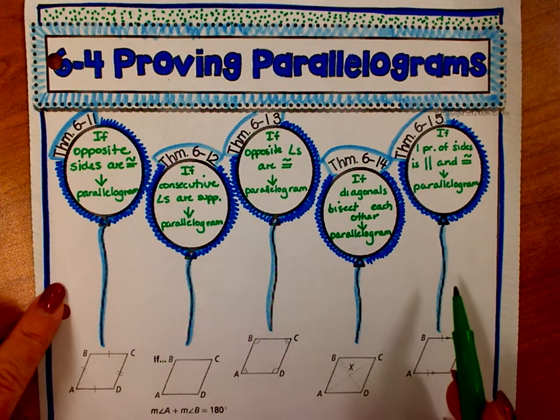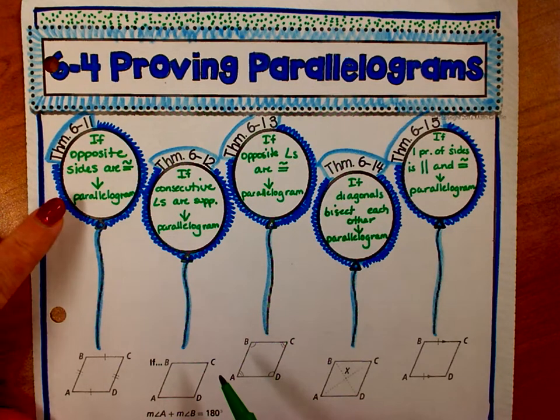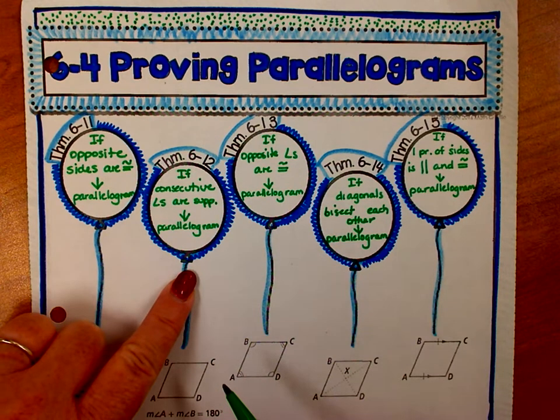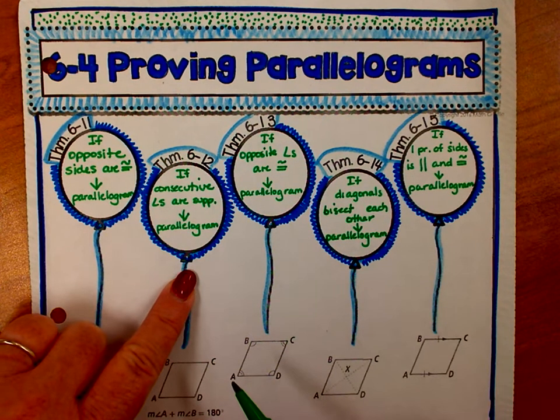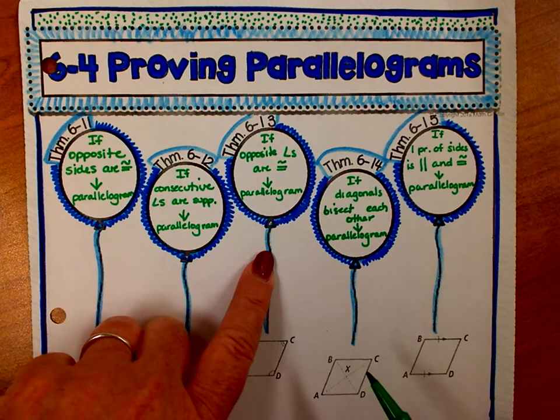These are the theorems. Assuming that you're looking at a quadrilateral, Theorem 6.11 says if the opposite sides are congruent, then you have a parallelogram. Theorem 6.12 says if the consecutive angles are supplementary, that means they add up to 180 degrees, then you have a parallelogram. Theorem 6.13 says if the opposite angles in the quadrilateral are congruent, then you have a parallelogram.